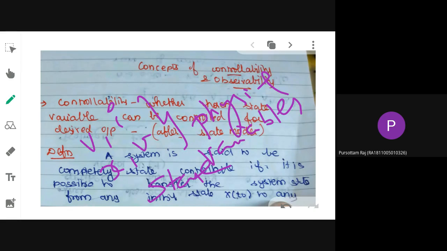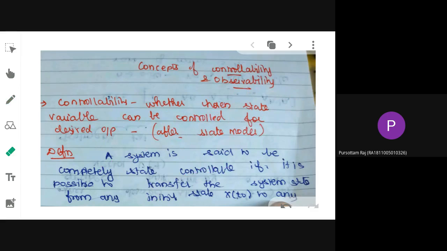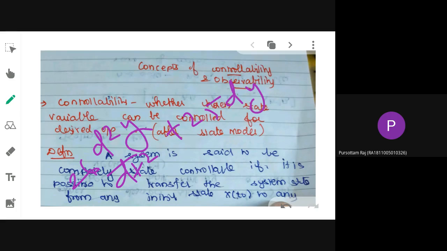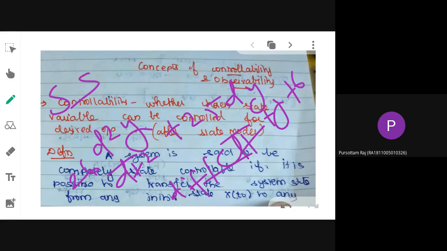Okay. Another method is, suppose they give you d squared y by dt squared plus 25 dy by dt plus y plus 6. So this is also a system given in terms of a differential equation. And if they ask you to find out the state space model for this system, then what will you do actually?